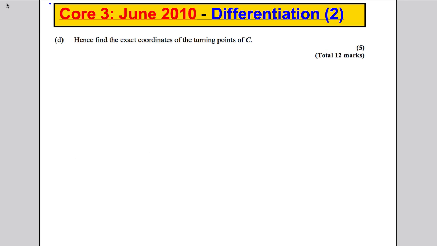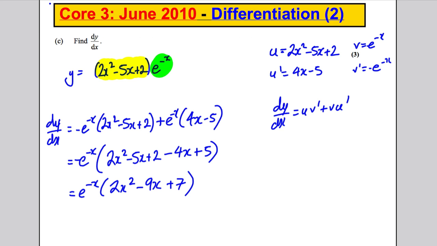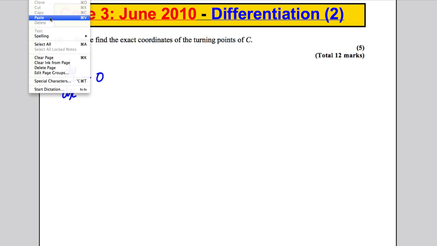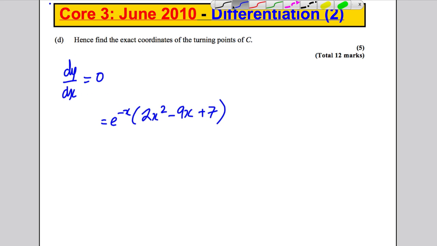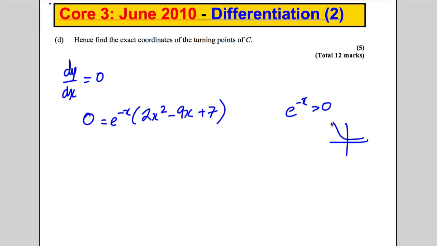Okay, in part D, hence find the exact coordinates of the turning points. At a turning point, dy by dx is equal to 0, and we have our dy by dx, it's equal to this here, which I'll copy over. Our dy by dx is this here, and we're solving this being equal to 0. Now, as before, e to the negative x is always bigger than 0, because the e to the x graph looks something like this. So we can divide by e to the negative x and just state that 0 is 2x squared subtract 9x plus 7.